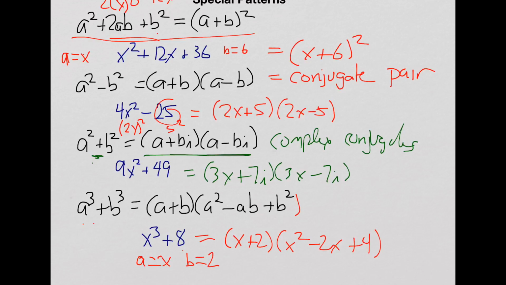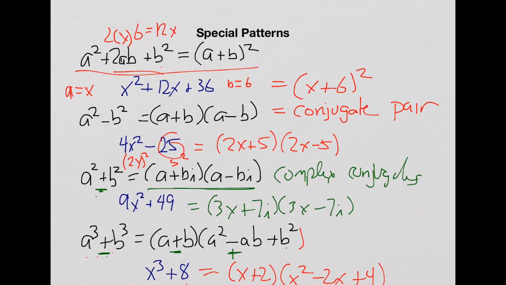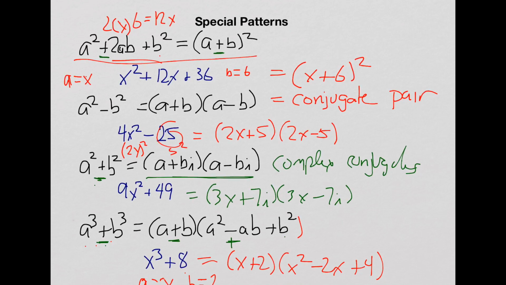Now, the thing is, with this one, the sum of perfect cubes, if that's a minus, then that one's going to be a minus, and that one's going to be a plus. That still will be a plus. Kind of like up here, with a plus b squared, if we make this middle term a minus, then that's going to be a minus b squared. But these are special patterns. If you recognize them, it makes factoring a lot easier.